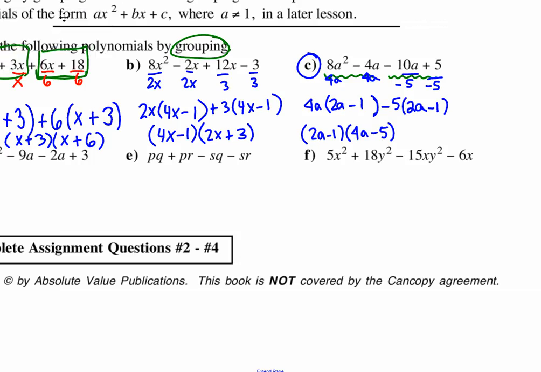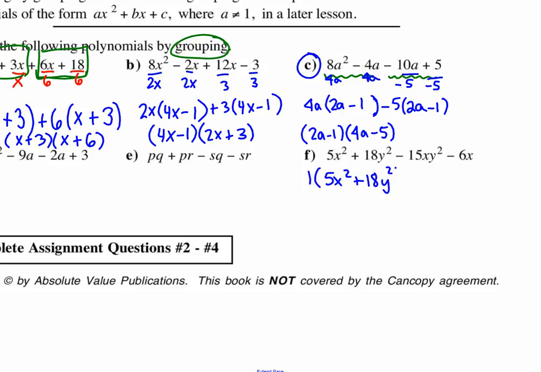Okay, 5x squared plus 18y squared minus 15xy squared minus 6x. Sometimes when you group, and I want to go through this one with you too, sometimes when you group, it doesn't work out. So in this example, 5 and 18, is there a GCF? No. X squared, no. So just 1, and I'd be left with 5x squared plus 18y squared.